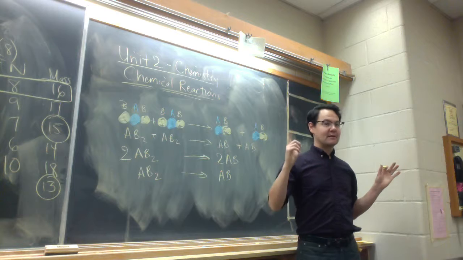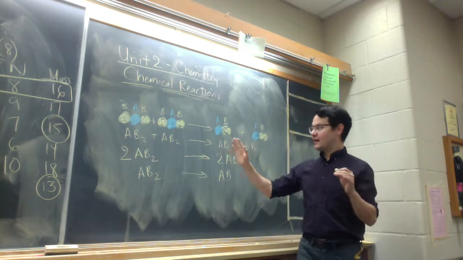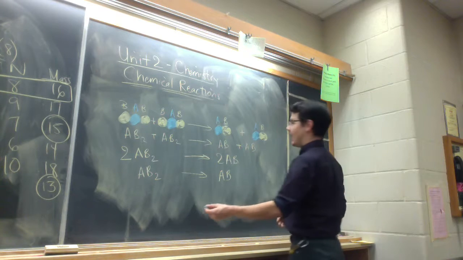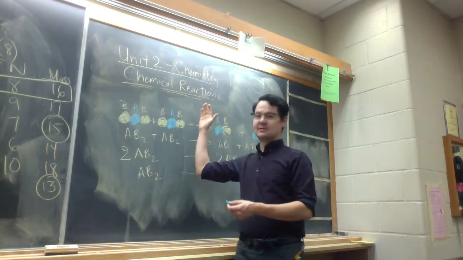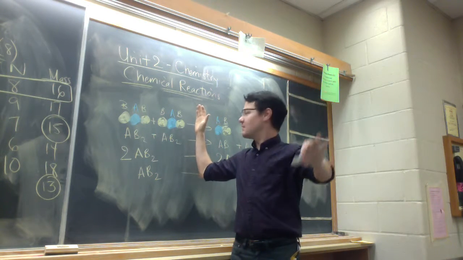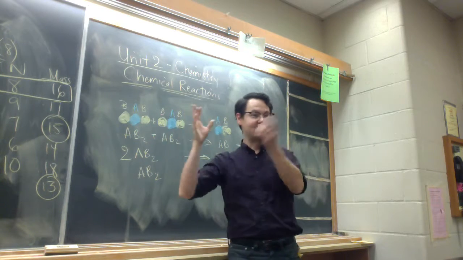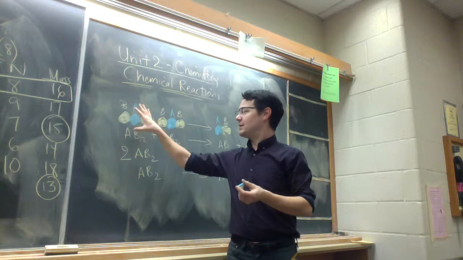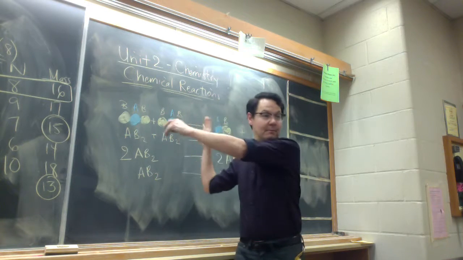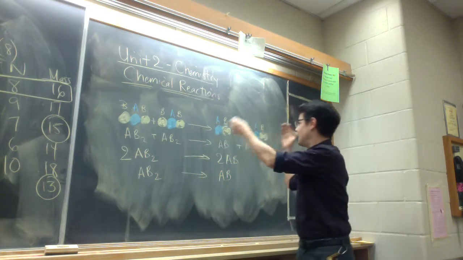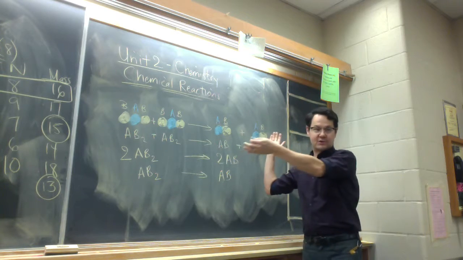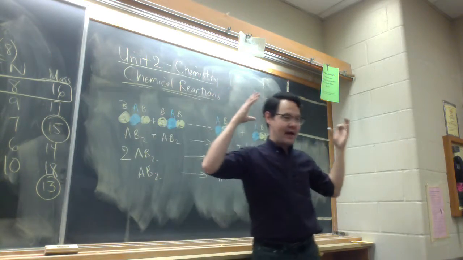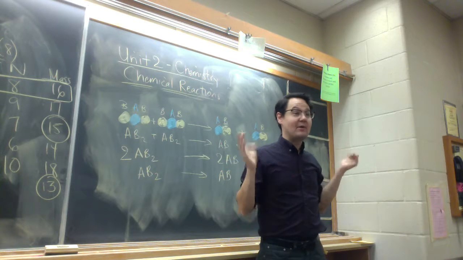But, stay with me. That aside, let's just take a look at how many of each thing we have. This is before you put them together. We're not actually putting anything together here, but something happens to them. So AB2 and AB2 before the reaction, and AB and AB after the reaction. Okay, so how does that happen?